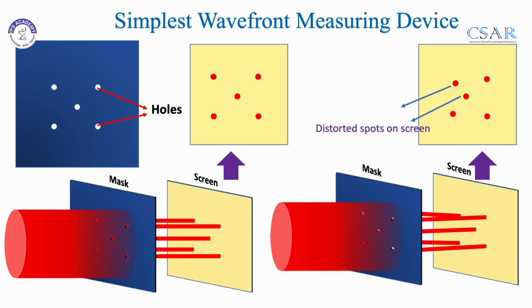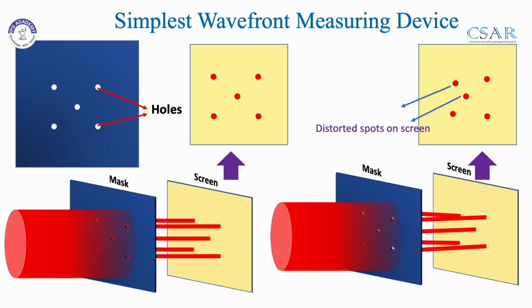We'll make a very simple wavefront measurement device that everyone can do at home. We can take a cardboard and put some holes in it. When we send light, let's say we put the cardboard here and we put a screen after some distance.